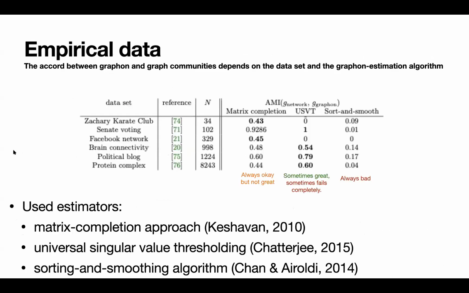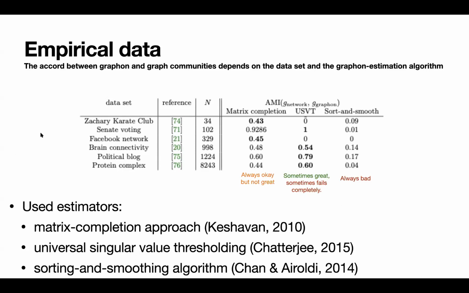Then what we wanted to explore is to what extent we can apply this to empirical data. Empirical data is, of course, usually given in a graph format and not as a graphon. So what we first have to do is take a network, estimate a graphon from it, and then we can do the community detection on the graphon. And we wanted to compare the partition that we obtain from just optimizing the modularity on the graph with optimizing the modularity of the estimated graphon.